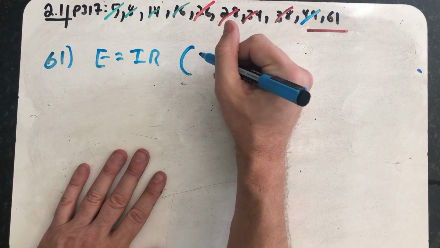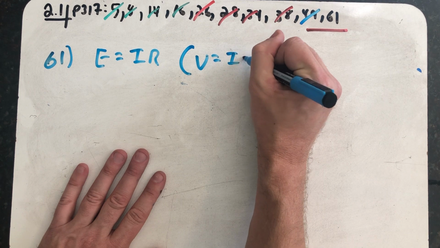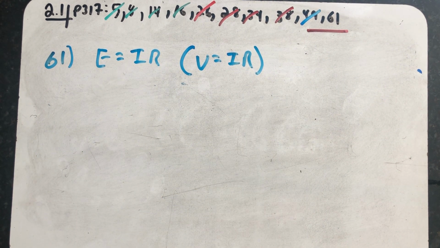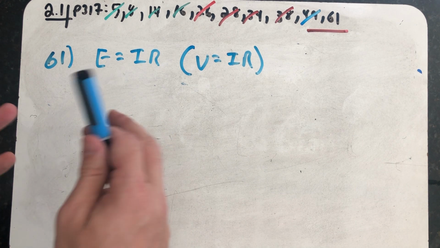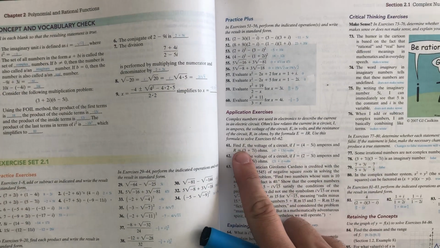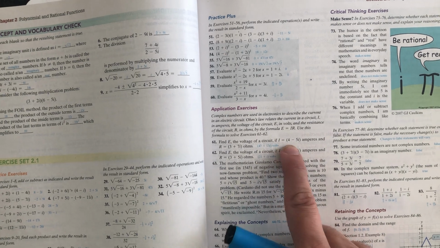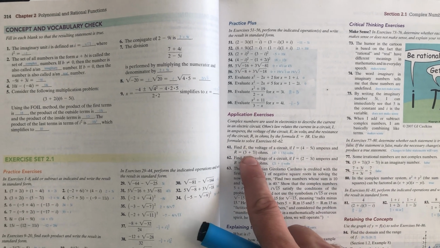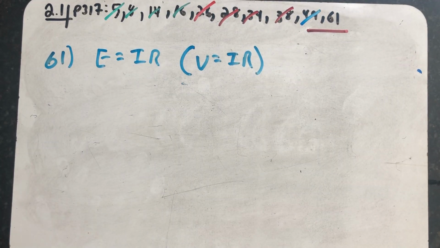This textbook is the only one I've ever seen write it with an E. I'm not saying it doesn't happen, but most of the time I've seen it V equals IR, where V is the voltage. But it doesn't really matter. We'll continue. Number 61 says, find E, the voltage, if I is 4 minus 5i amps, and the resistance is 3 plus 7i ohms.